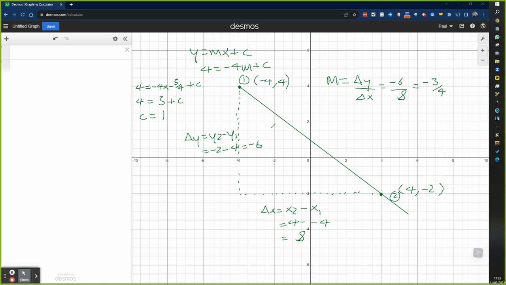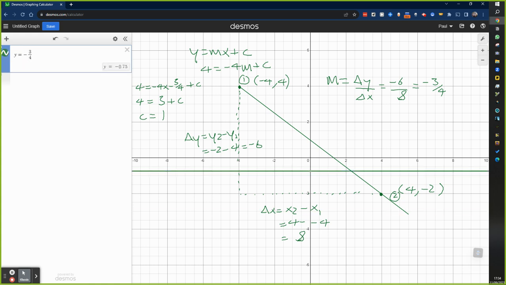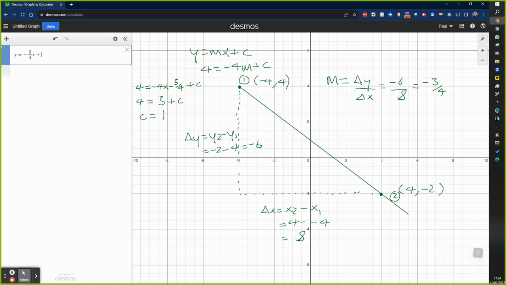Now we've got the equation for the line. I'll just type it right in. So y is equal to, m is -3/4, so I'm going to do -3/4 x plus c. Oh, negative. Oh, right. Sorry, that's what's gone wrong there. I shouldn't be writing c. I'll be writing what the c is, which is 1. And it does, in fact, go through those points.